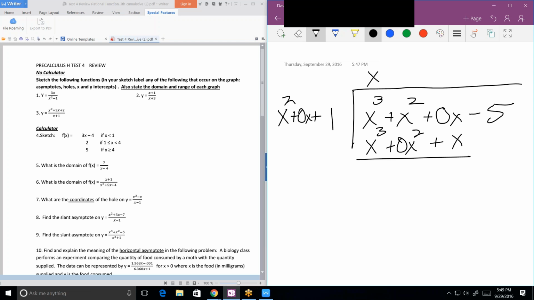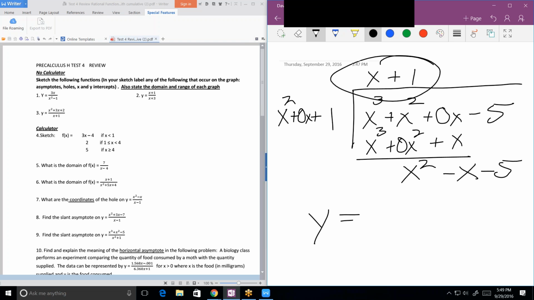And you'll get x squared minus x. Bring down your remainder, stir and repeat. What's the next term in the quotient? X squared again, so wouldn't it just be 1? Plus 1. And that's the equation of your slant asymptote: y equals x plus 1. That's all they ask for.